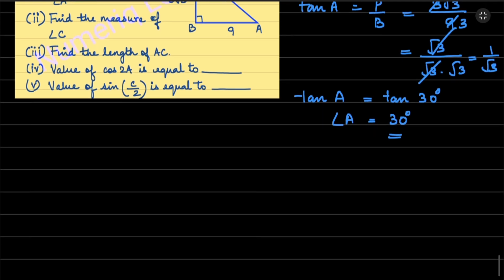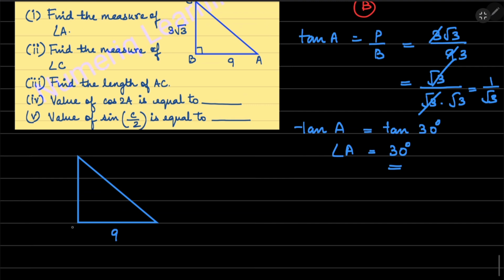Find angle C. Now again, the same right angle triangle, I'm drawing it once more. Whatever is given, let us write the same. Angle B is right angle, this is AC, BC is 3 root 3. You have to find angle C, so this is the reference angle. This is your second part. Now with respect to C as the reference angle, this happens to be your perpendicular, this is your hypotenuse and this is your base.